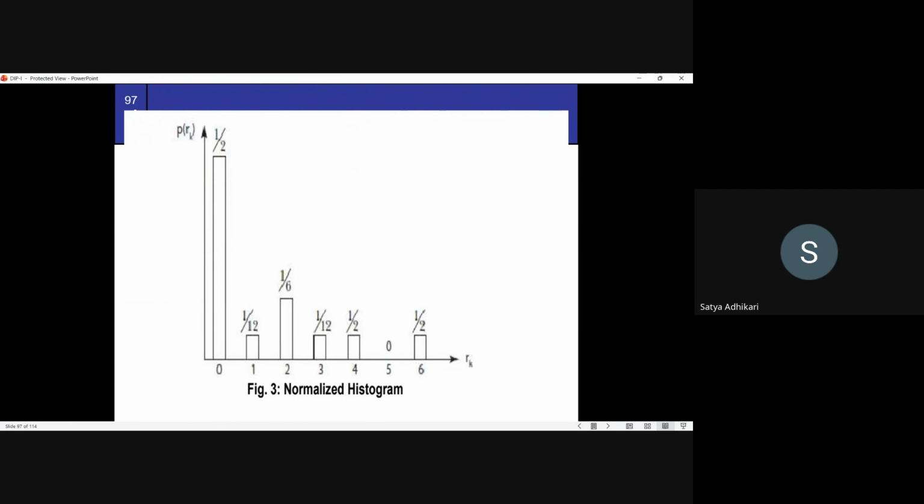So 0 is taller, you see. The histogram shows the probability of 0 is taller, and that means 0 occurs many times. So you will get the same image as a histogram or normalized histogram, but here it represents the probability value only on the y-axis. This is the difference between a simple histogram and a normalized histogram.